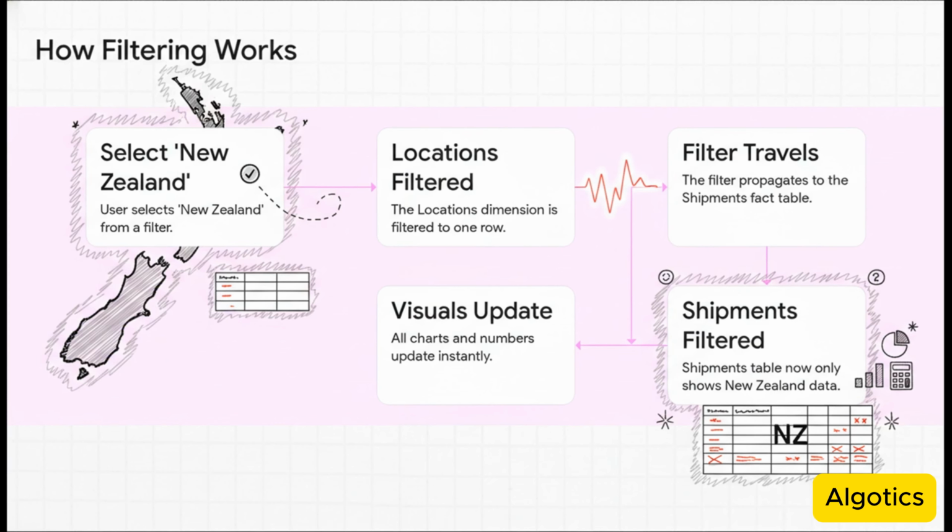Imagine a user clicks on New Zealand in a filter on their report. Instantly, the locations table is filtered down to just that one country. Then, because of our connection, that filter propagates. It travels down the wire to the shipments table, which immediately throws out any shipment that didn't go to New Zealand. And just like that, every single chart, every KPI, every number in the report updates in a flash.